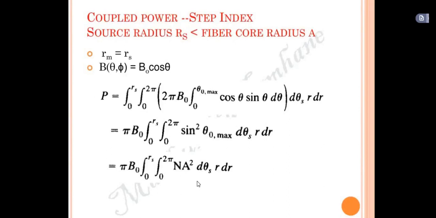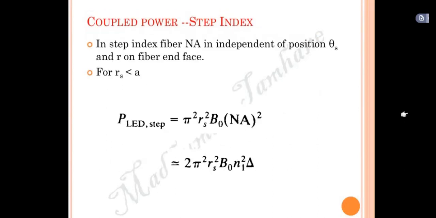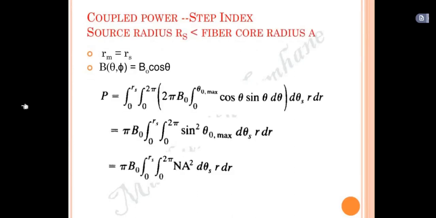What we received as the power is pi B naught, integrating from 0 to Rs for the symmetrical part of the particular radius, and 0 to 2 pi, NA is the numerical aperture, NA square d theta s r dr. That's what we are left with. What is the condition we have assumed for that? We have seen the condition: whatever the source radius Rs is, it is less than the fiber core radius a. This is the condition we will get.